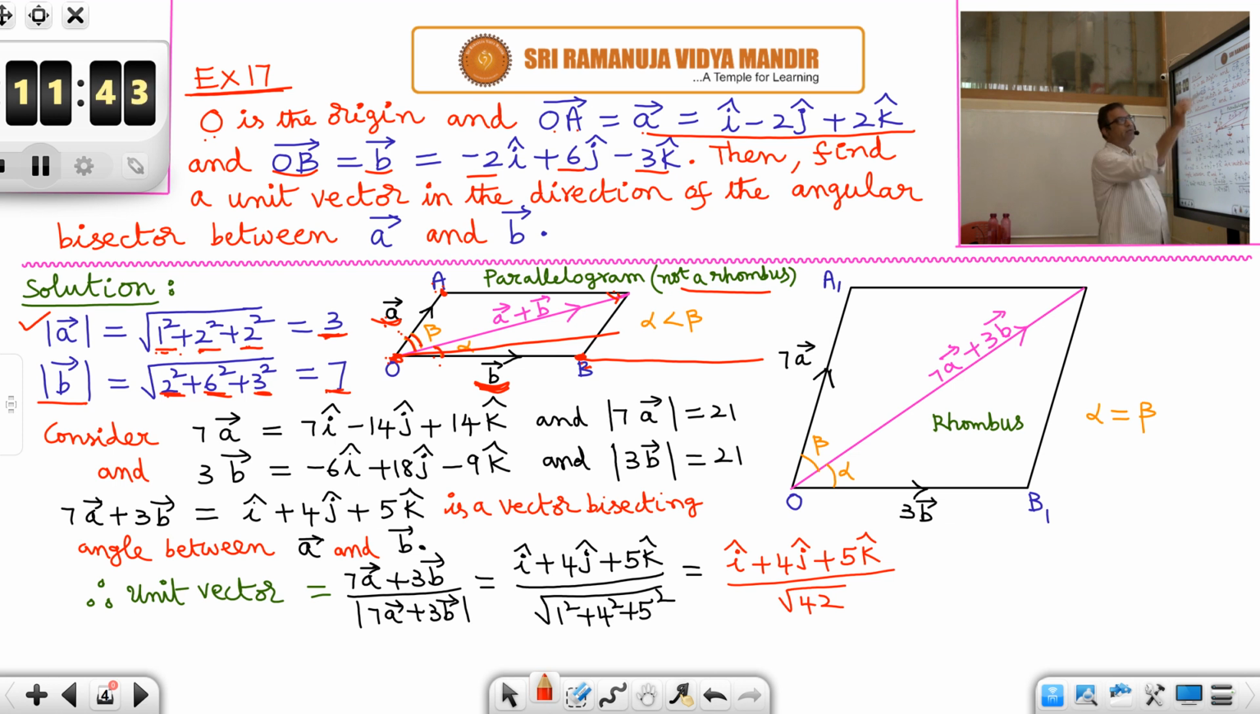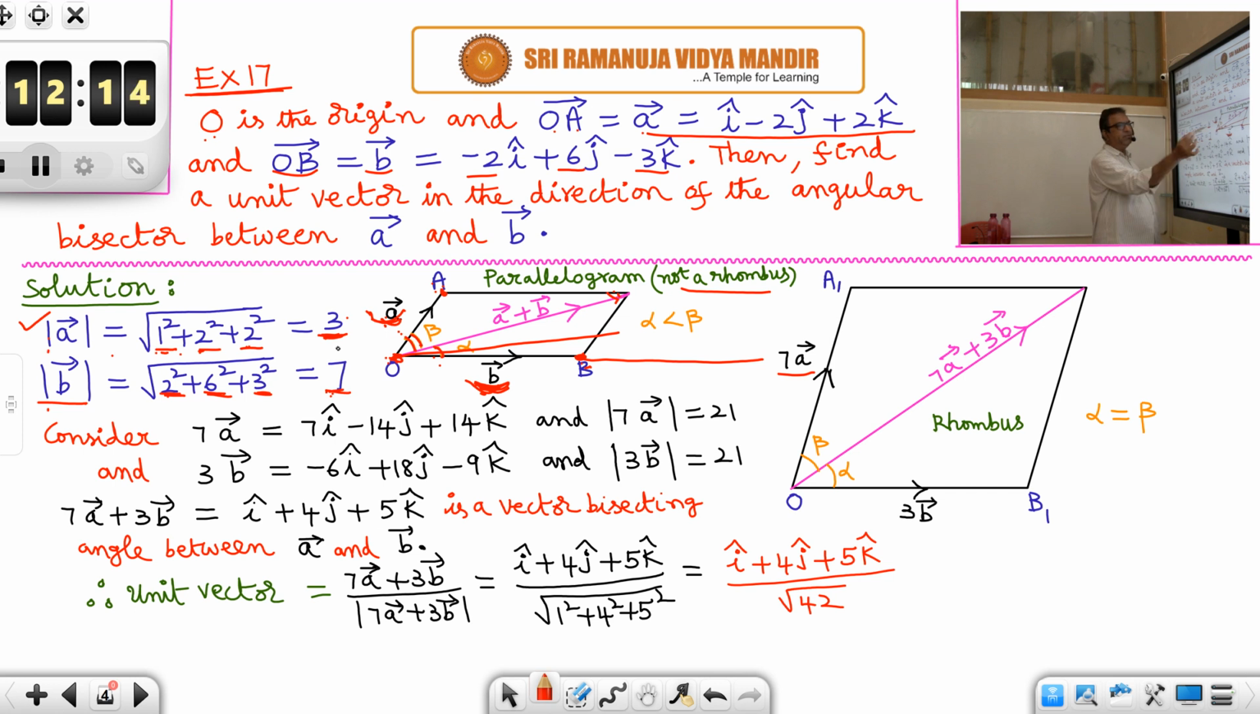So we want a vector in the direction of the angular bisector. It should make equal angles. Therefore, we should make the two vectors A bar and B bar of equal length. How do you make that? A bar has magnitude 3 and B bar has magnitude 7. How do you make them equal in magnitude? Just by multiplying A bar by 7 and B bar by 3. Therefore, I consider 7A bar.